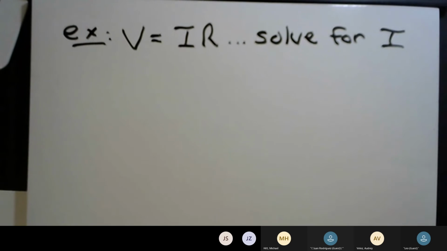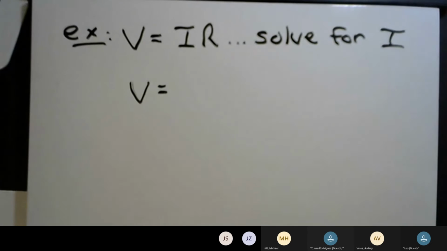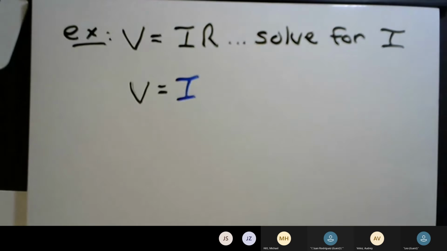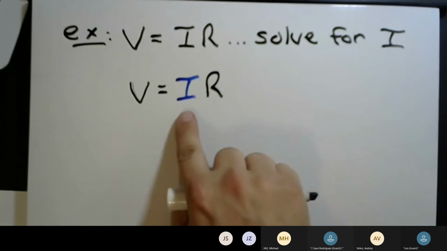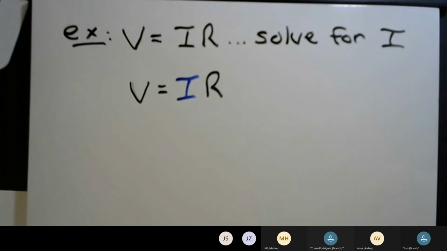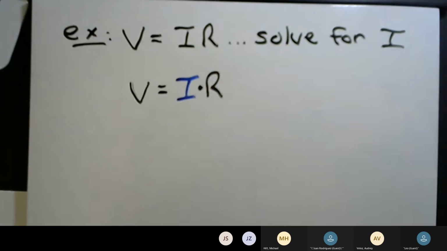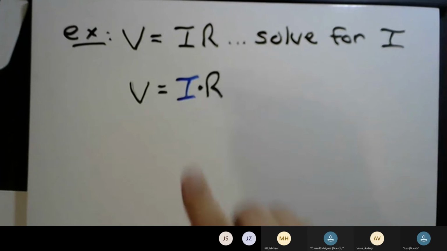So we're going to solve for I. That means we're going to give all of our attention to I, so to speak. I is going to be treated as if it's the only variable. And when you have variables next to each other like this, again, this is what algebra does, there's an invisible multiplication sign, and for some reason we don't write it in, but there it is.